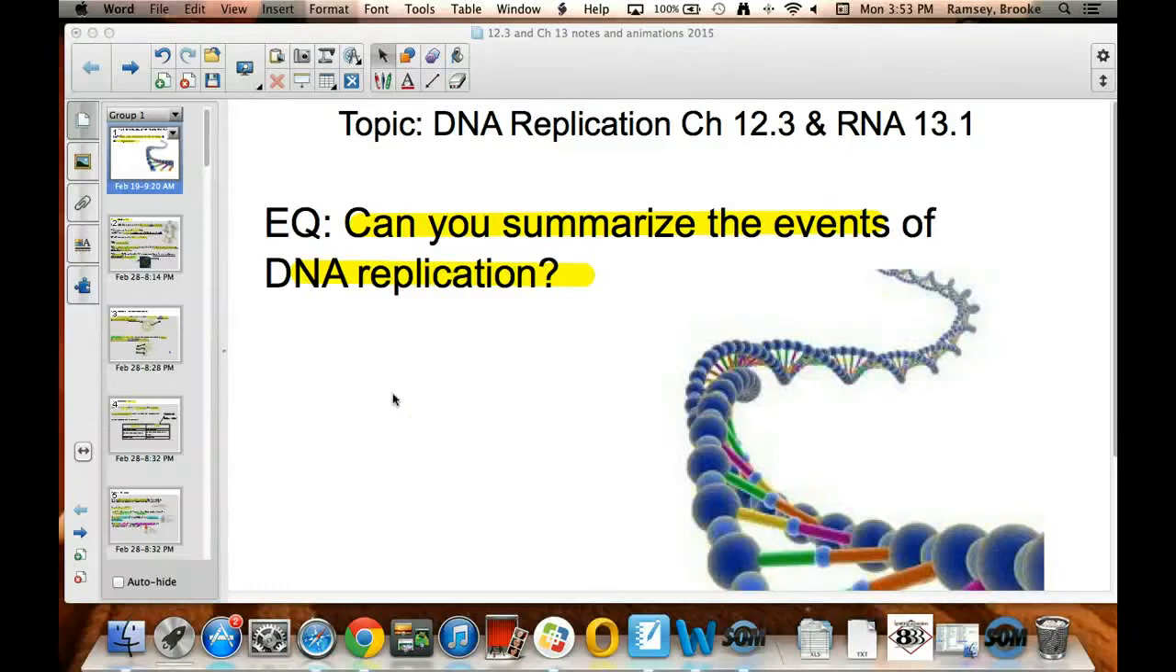Hello, our topics today for video notes are DNA replication, which is from chapter 12.3, and RNA in chapter 13.1. So here's your central question. Can you summarize the events of DNA replication?